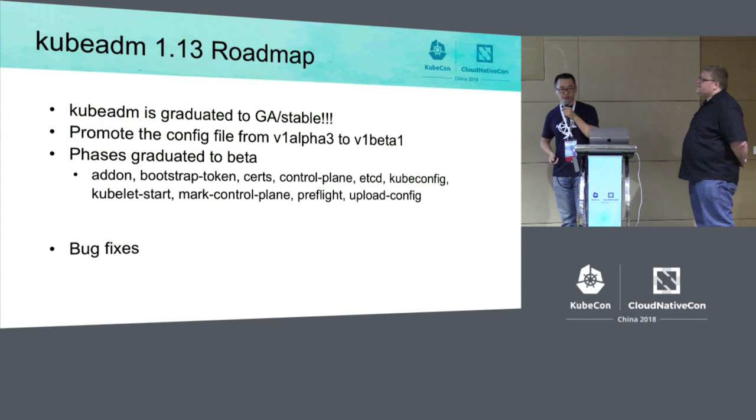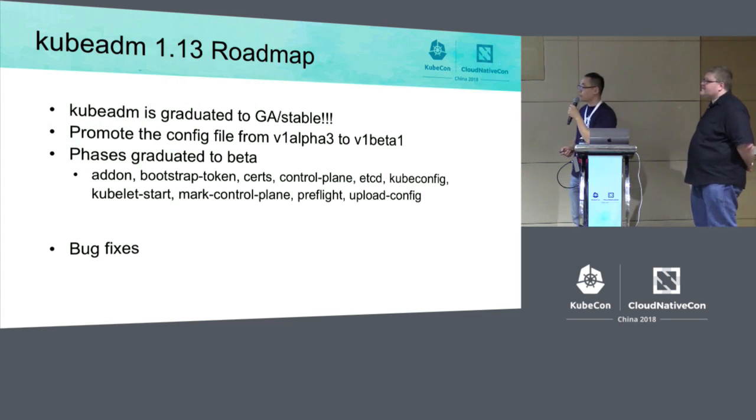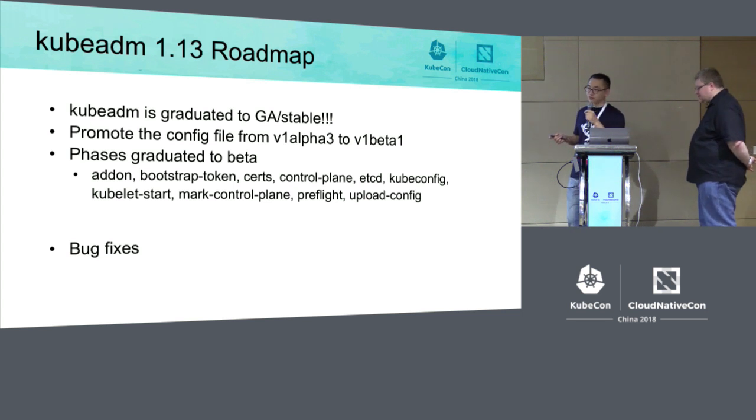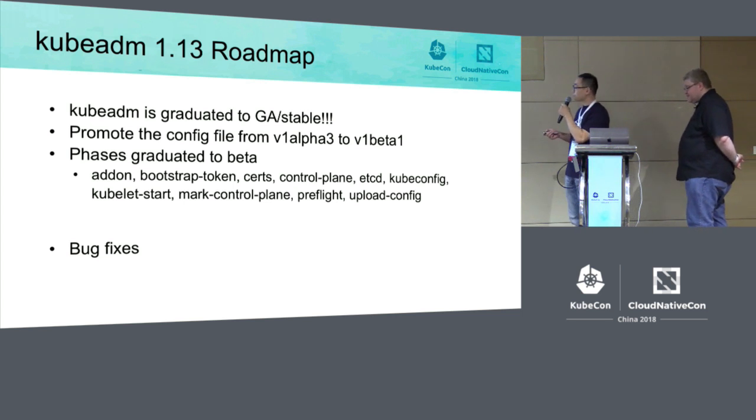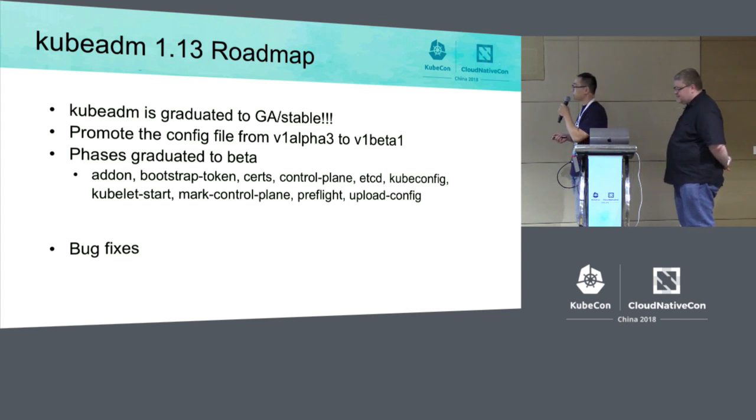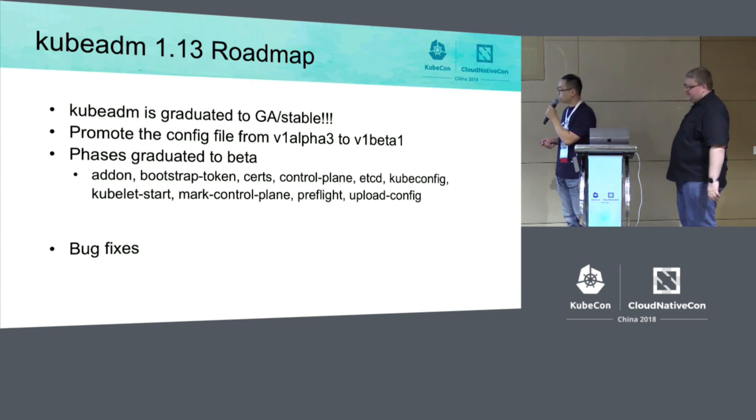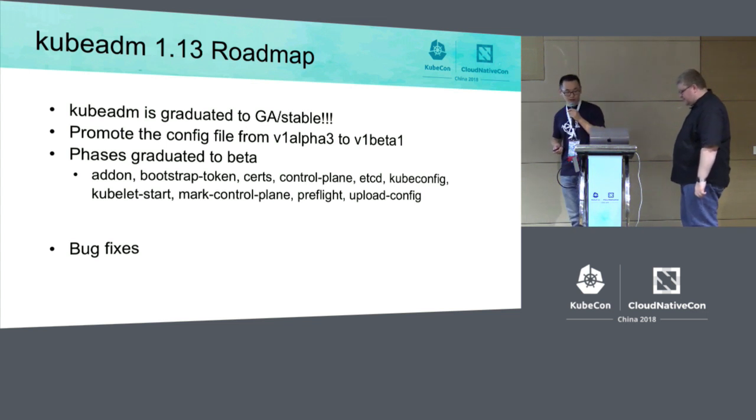And for the next release, we are going to make kubeadm generally available. This is what we are trying to do in the next release, and it will be coming next month, December. We are also going to promote the component config from Alpha 3 to Beta 1, so we can have a better version of component config. And we are also going to upgrade phases to Beta, which is still Alpha now.